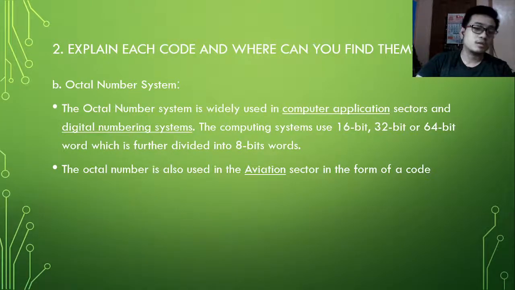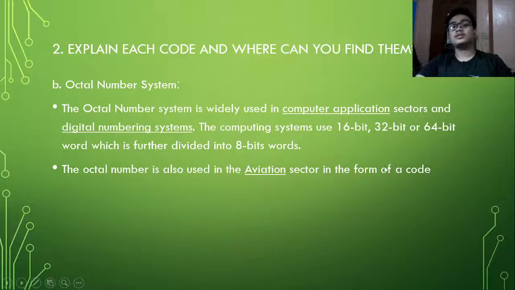So where can we find octal number systems? It is widely used in the computer application sector and digital numbering systems. The computing systems use 16-bit, 32-bit, or 64-bit words, which are further divided into 8 bits. The octal number system is also used in the aviation sector in the form of a special code.